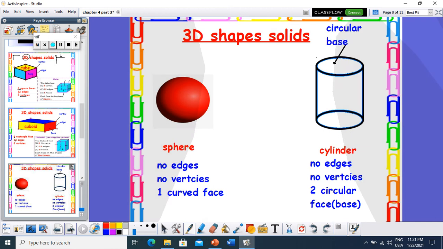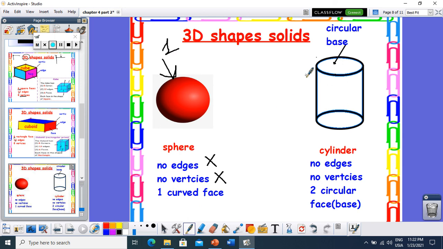Let's move to the next shape. What's your name? My name is Sphere. Here I have no straight line, so I don't have edges. Also I don't have any vertices, because a vertex is the meeting point between two straight lines. And this is one curved face. The sphere has one curved face.